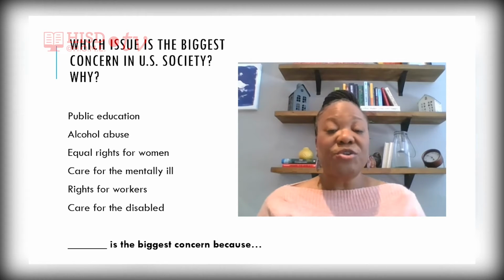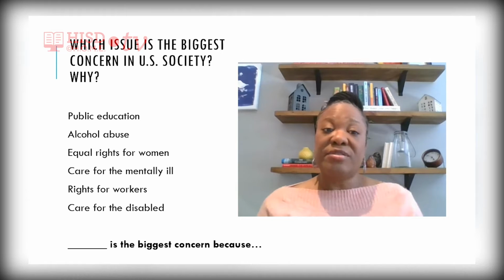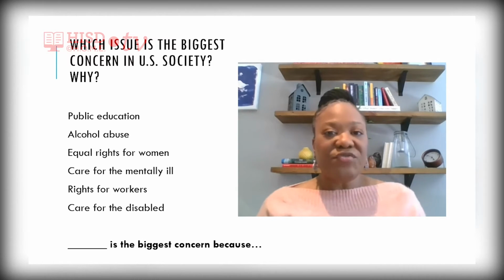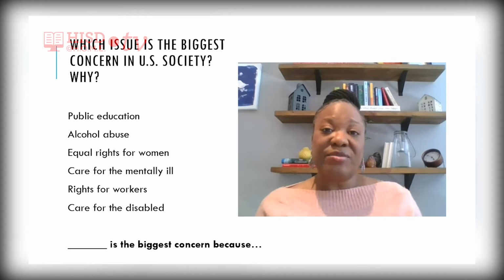Maybe you're concerned about public education and the direction it's going. Or maybe you're concerned about alcohol abuse and the effects that it has on others. What about equal rights for women? The right to be able to make the same amount as anyone else, or the right to have access to work and to do the same thing that anyone else does, or care for the mentally ill, making sure that anyone has the option to have the best care no matter who they are.